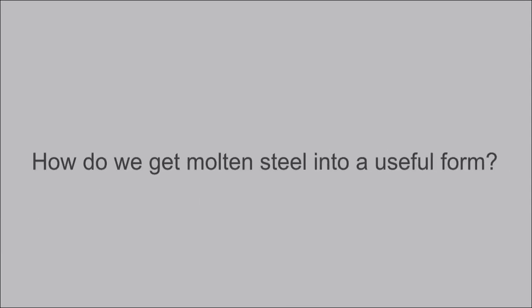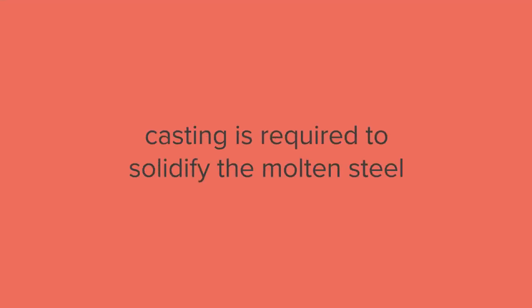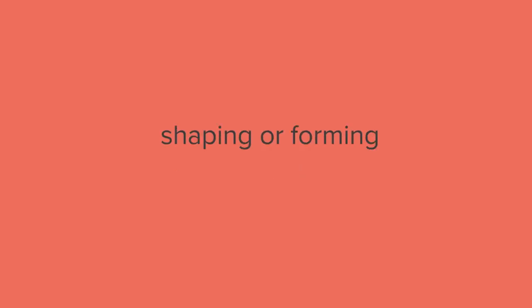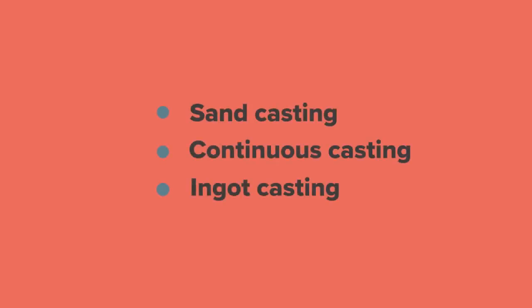How do we get molten steel into a form that we can use, and what is the best way of doing this? In this module, we will try to answer these questions by looking at casting. Following steel making, casting is required to solidify the molten steel ready for shaping or forming into a suitable profile. The three main ways of doing this are sand casting, continuous casting, and ingot casting.